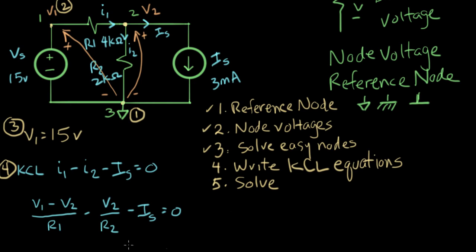So this means we have now completed step 4. That is KCL written using the terminology of node voltages. And we can check off that we've done step 4.